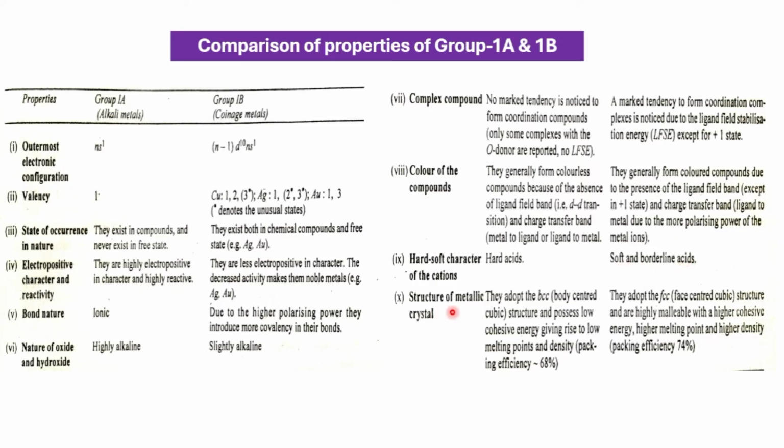Now if you see the structure of metallic crystals, group 1A elements adopt the BCC, body centered cubic structure, and possess low cohesive energy, giving rise to low melting points and density. Whereas group 1B elements adopt the FCC structure and are highly malleable with a higher cohesive energy, higher melting point and higher density. So these things you can take a note of if you need.